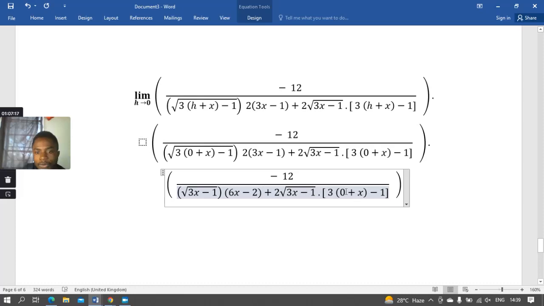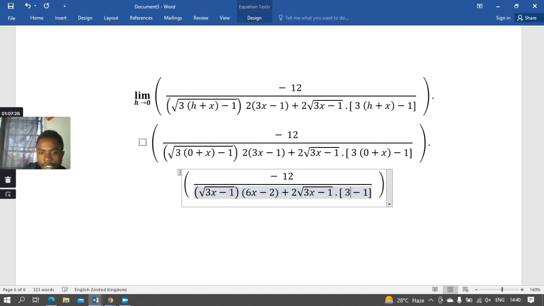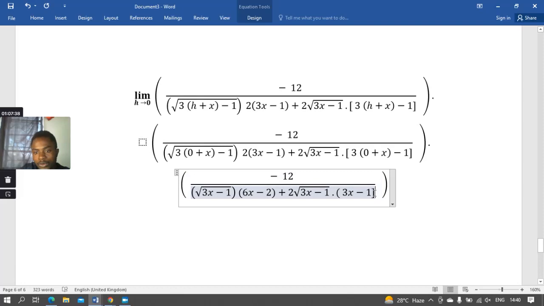So from here, this times that, it is 0. So this other side, it will just be 3x minus 1. Okay, so this side will be 3x minus 1, of which this guy, as I've said, we are also multiplying. We are also multiplying that side. Okay, all right. So this is what we have, ladies and gentlemen. That is what we simply have.